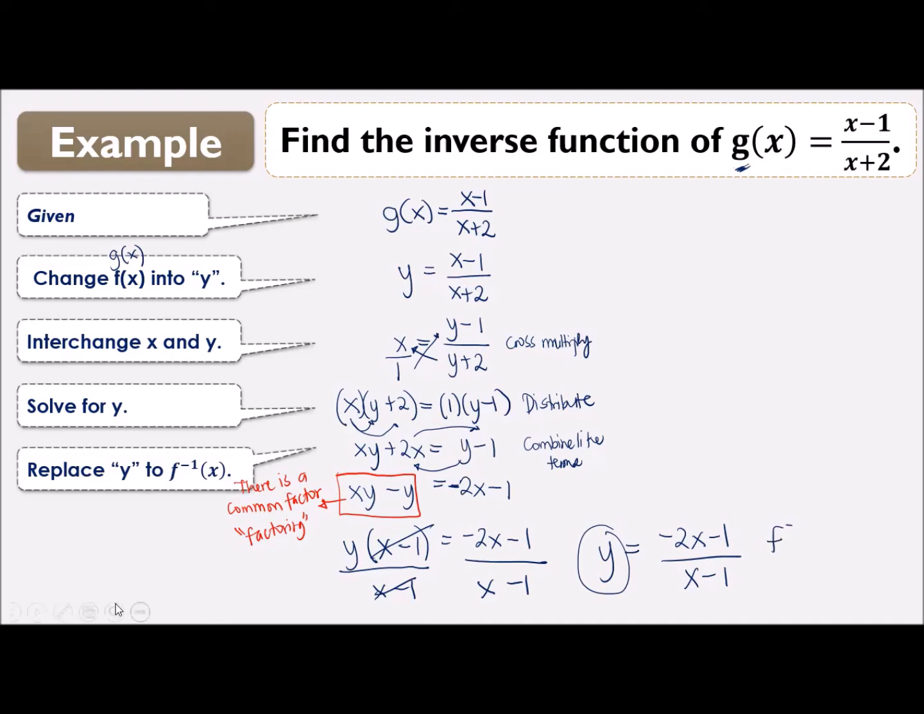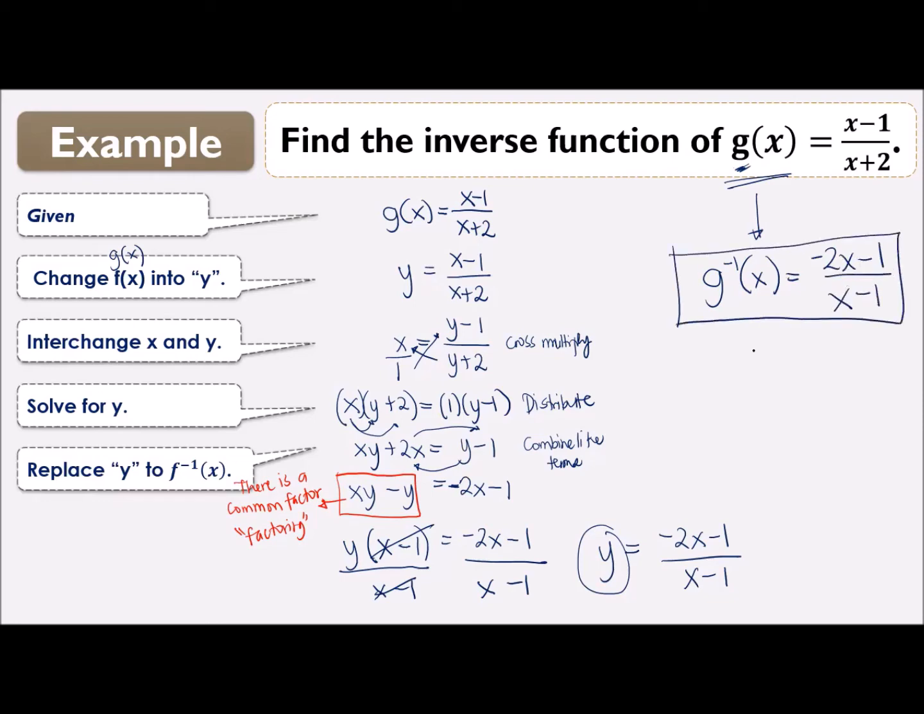So, magiging hindi na f kasi ang ginagamit natin na function ay g. So, let me clarify that. Dahil ang given natin ay g, so g ang gagamitin natin. So, ito po yan ha. So, magiging g raised to negative 1 of x, tapos ang inverse natin ay negative 2x minus 1 over x minus 1. And this is now the inverse of the given g of x is equal to x minus 1 over x plus 2. Okay, so I hope that's clear.